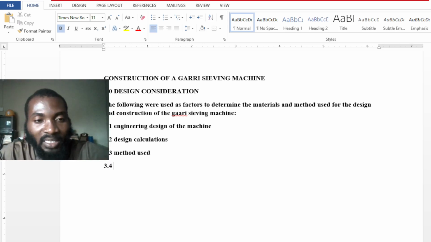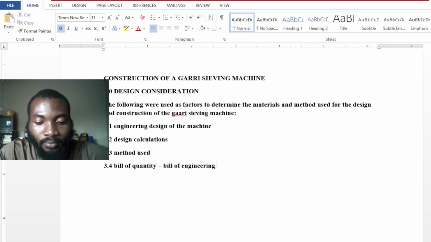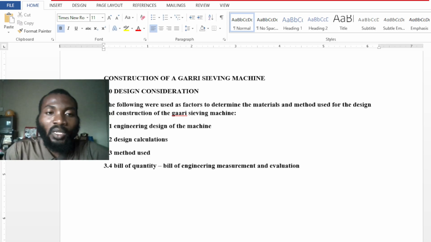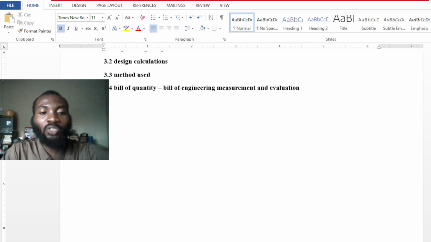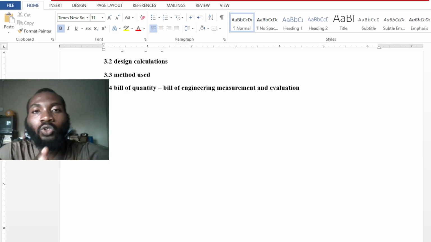Also in your chapter 3 will be your bill of quantity. In some places they call it bill of engineering measurement and evaluation. So this is a place a lot of students are stuck. So I'll quickly do a brief demonstration of it.